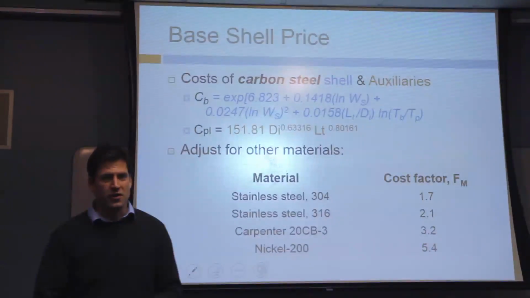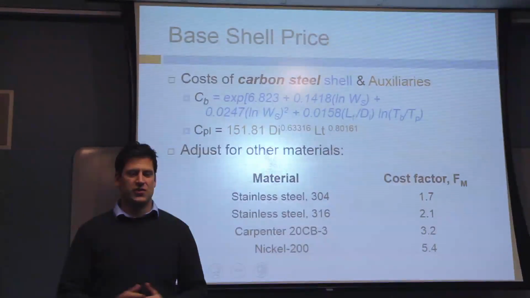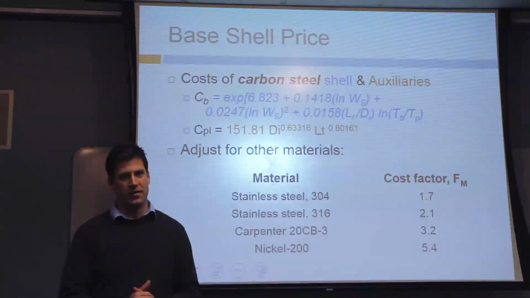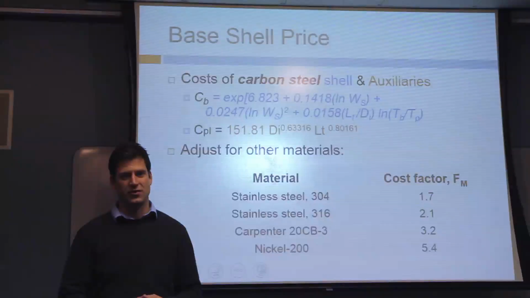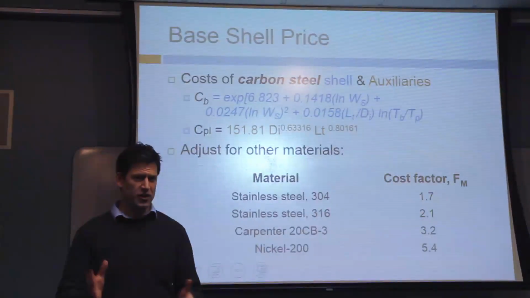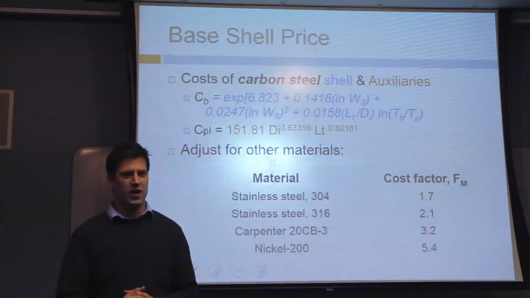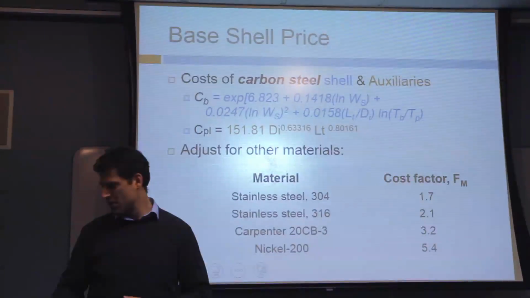This slide gives you the correlation we use to determine the base price of a carbon steel shell, and then the bottom correlation gives you the auxiliaries, such as platforms and ladders. This will give you the base cost for a carbon steel shell. So if you want to adjust for different types of materials, you can use those cost factors in the table at the bottom.